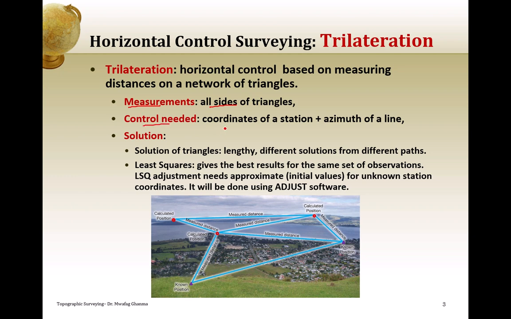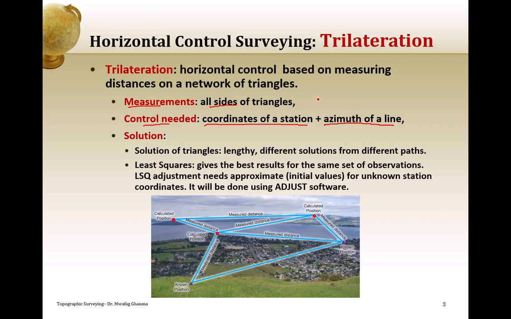The control needed, like the control needed for the triangulation, is the coordinates of a station. So we have one control station with known easting and northing and azimuth of a line. The difference is that we do not have a baseline. We do not require measurement of a baseline because we are measuring all the distances. In the triangulation, we measure all the angles. That's why we had to measure a baseline.